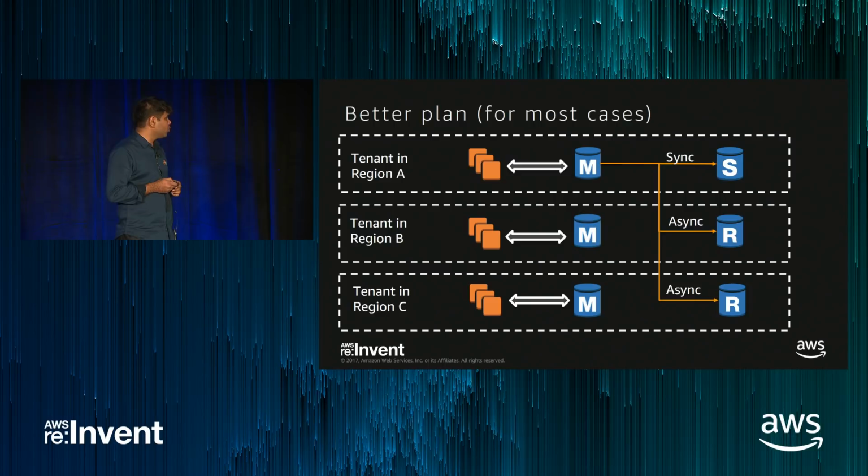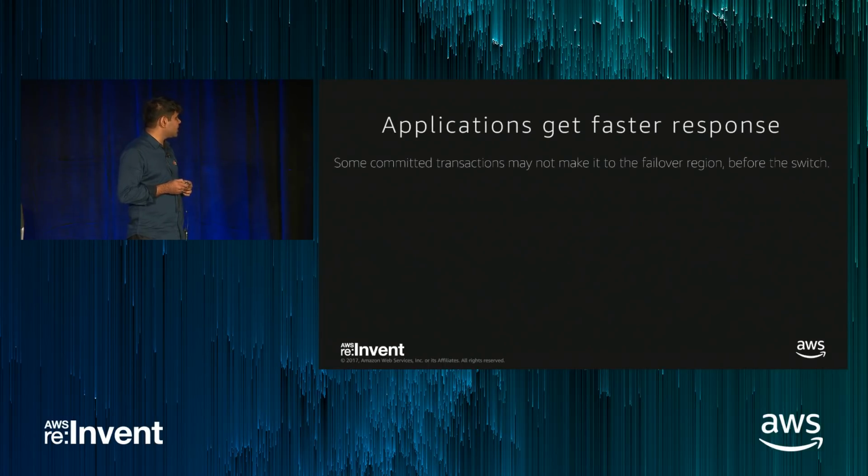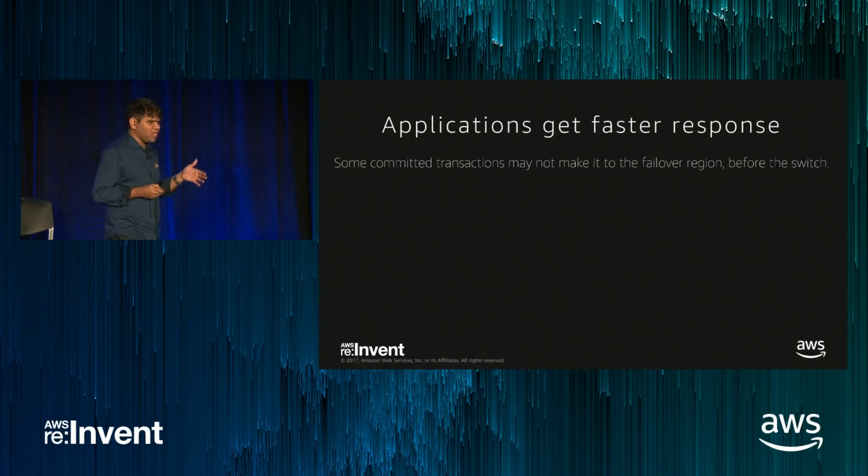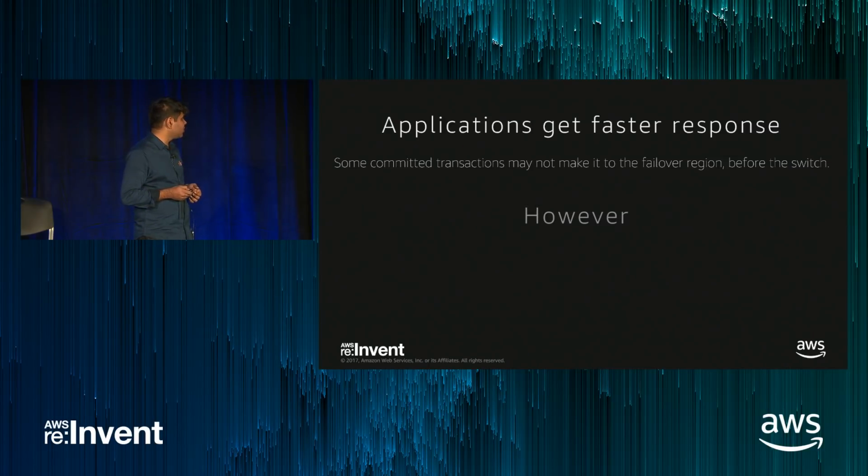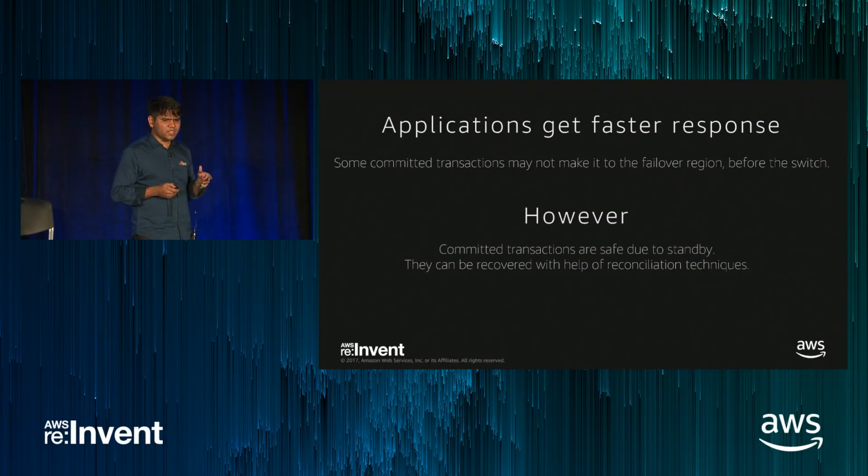The thing that is going to happen though is that since the replicas are async in the other regions, they may lag 1 or 2 seconds behind the primary master, right? So some committed transactions may not have made it to the other side when it is time for you to switch over because of whatever reason, but your transactions are always safe in the standby. So you can use data reconciliation techniques, which are very commonly known, to reconcile the data. If some transactions were left behind, you can always retrieve them later and make the system consistent again.